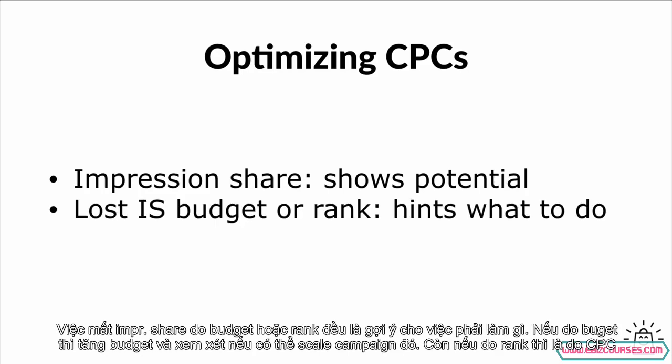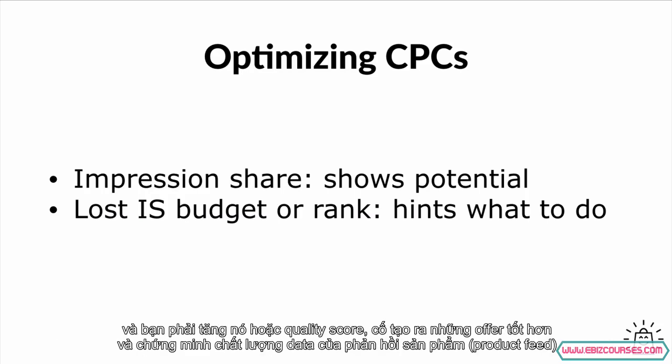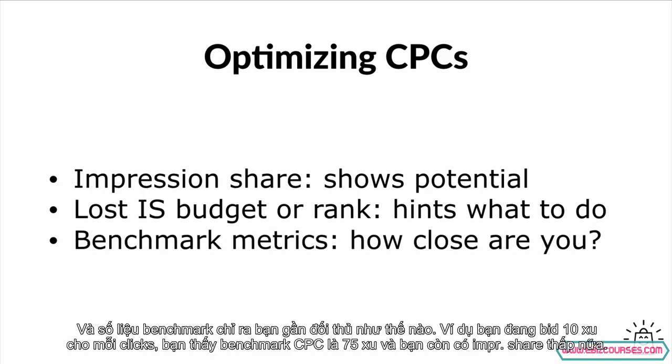The lost impression share because of budget or rank metrics, well, they both hint at what to do. If it's down to budget, you raise your budget and you see if the campaigns will scale. If it's because of rank, it's because of the CPCs that you need to increase, or the quality score you need to work on, trying to make better offers or improving the data quality of your product feed. And the benchmark metrics really tell you how close you are to your competitors. Let's say you're bidding 10 cents for each click, and you see that the benchmark max CPC is 75 cents.